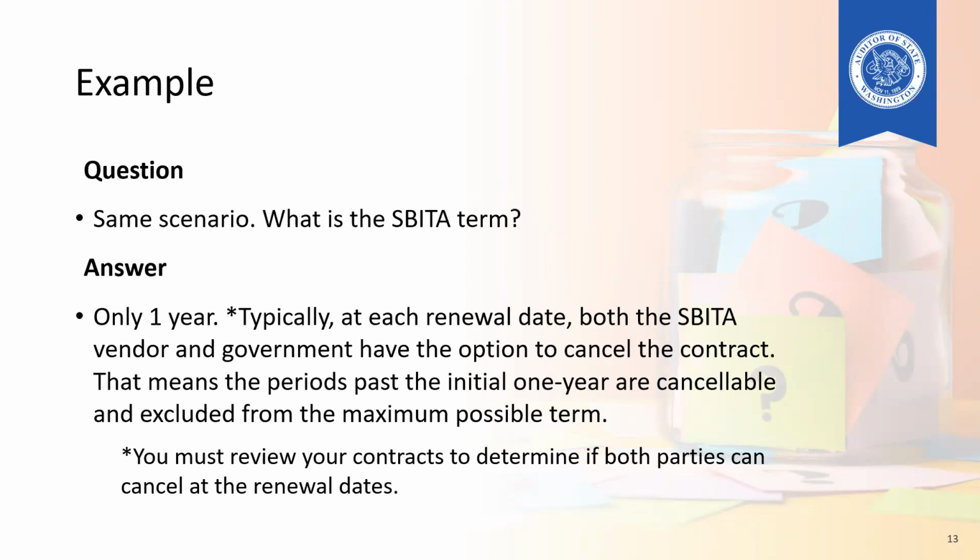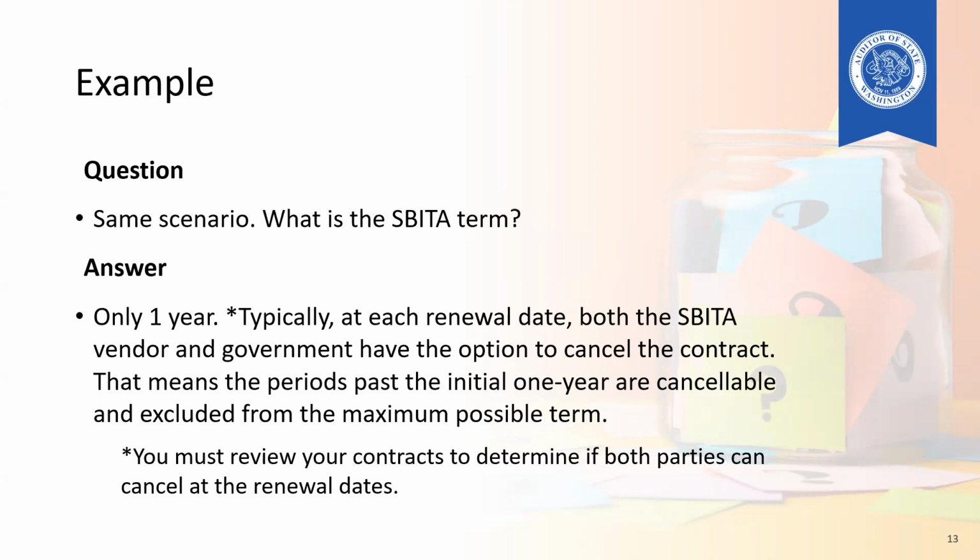Now, for that same scenario with Zoom or Skype, where the contract is a 1-year term and it renews indefinitely, what's the SBITA term? How do you calculate that? And the answer is easier than you might think. Your term here is only 1 year. At each renewal date, both parties have the option to cancel the contract.